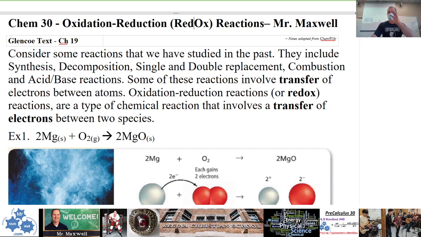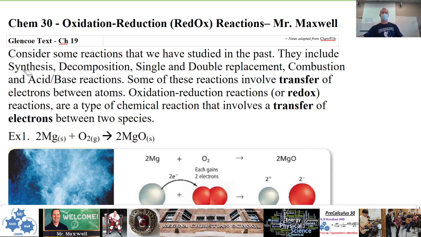So let's venture back into the recent past and consider what we've studied before. If you remember in Physical Science 20, or maybe even before that, we've studied different types of chemical reactions. Some of the types we've studied would be synthesis, where, let's say a simple synthesis would be two elements combining to form a single compound. And that's what we have down here as the example at the bottom of the screen.